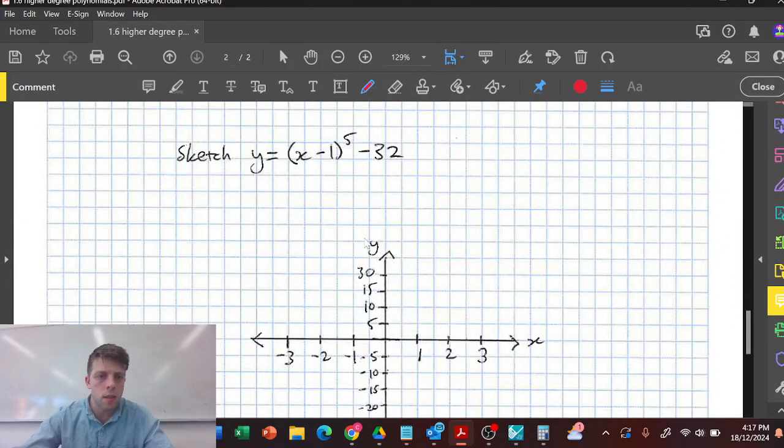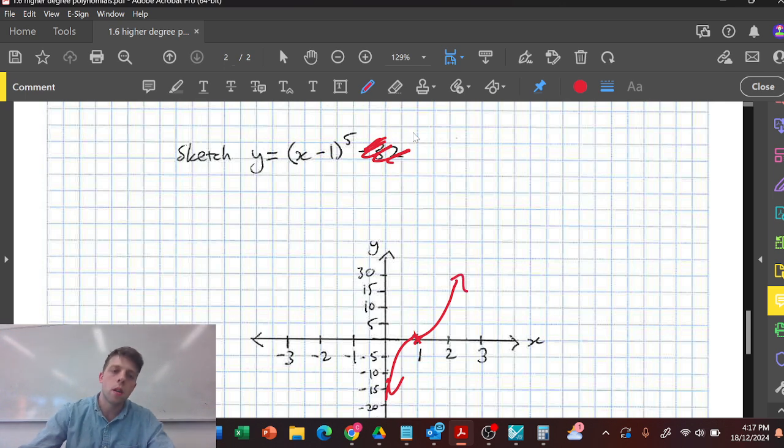If it was just y equals (x minus 1) to the power of 5, the graph would just be over here. We know that will be equal to 0 when x is equal to 1. So we're going to have our factor here, and it's just going to look a little something like that. It's going to be that type of touch-and-turn-and-go-through sort of factor.